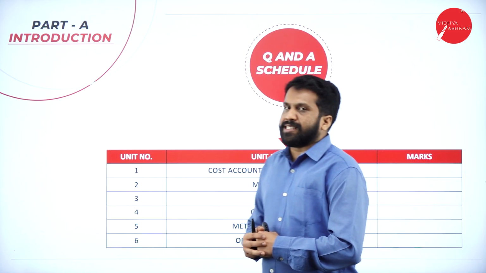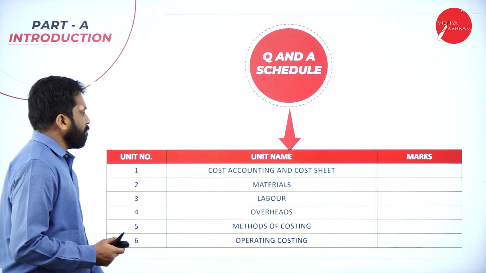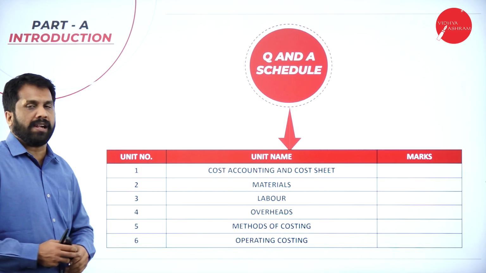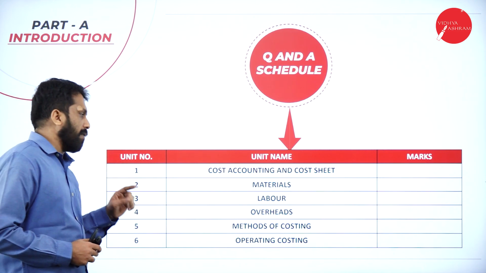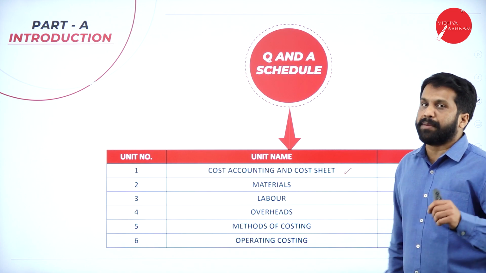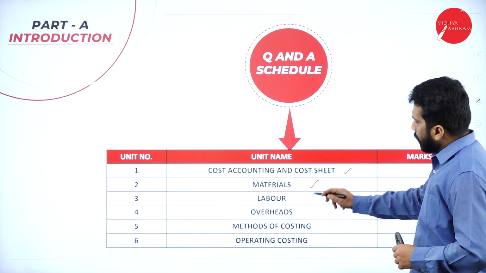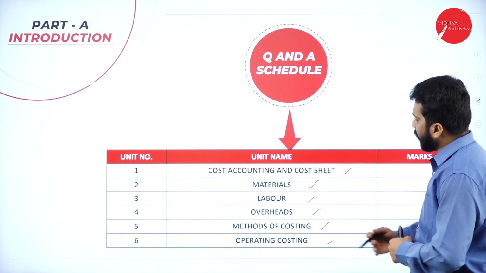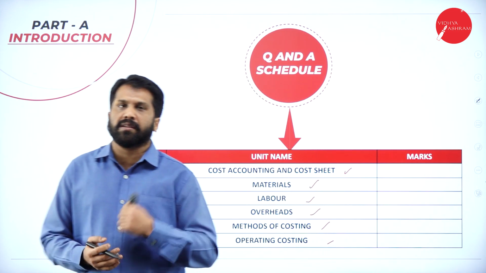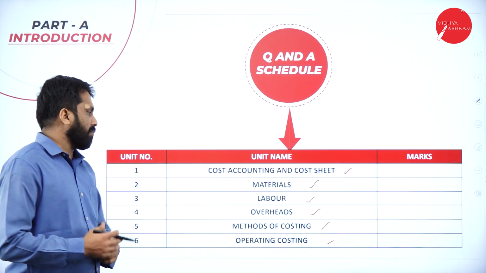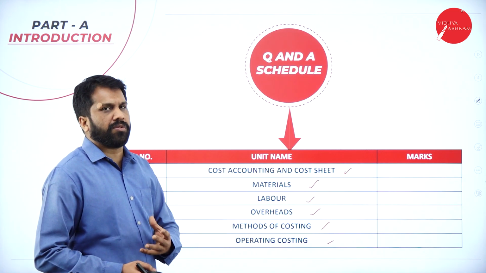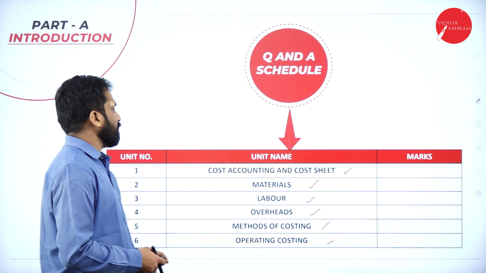First thing, we'll go with your syllabus. You have cost accounting and cost sheet, material, labor, overhead, methods of costing, operating costing. If you want, you can skip the cost accounting and cost sheet topic. In operating costing, you will get a topic called machine hour rate also. Machine hour rate comes under overhead and it can come under operating also. It is the easiest one, and you can do it well.